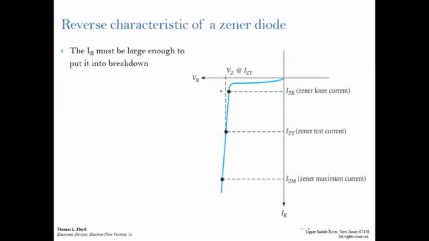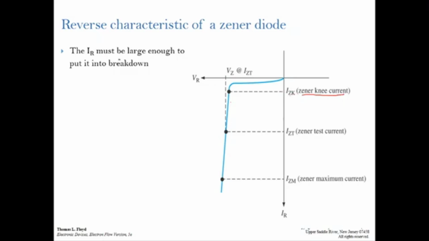Similar to the forward bias, we can identify the knee current and knee voltage. IZK is the Zener knee current. The knee is the point where the current starts to flow rapidly. This is at reverse bias. There is no current here, but nearby VZ, which is the knee voltage, the magnitude of the current starts to increase rapidly. This is the point of the knee voltage, or VZ. The current at the knee voltage is called IZK.